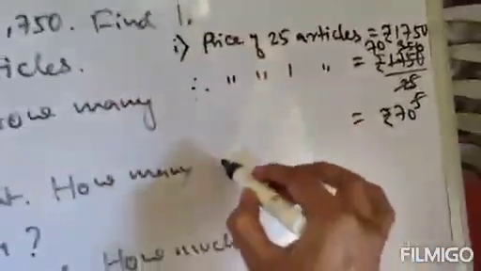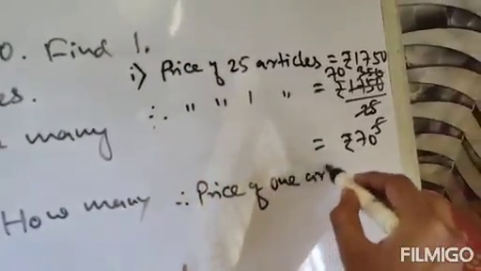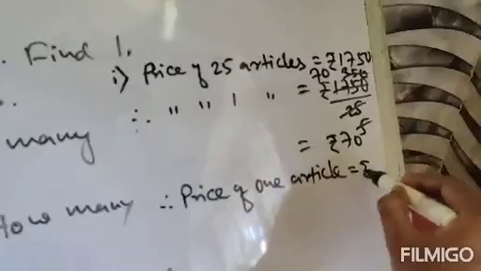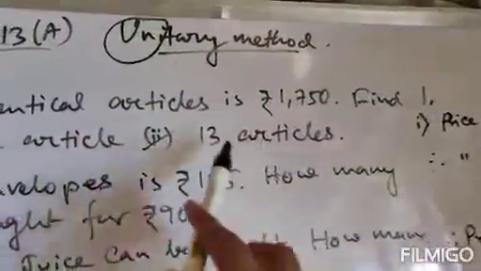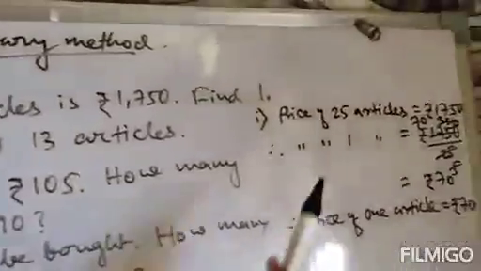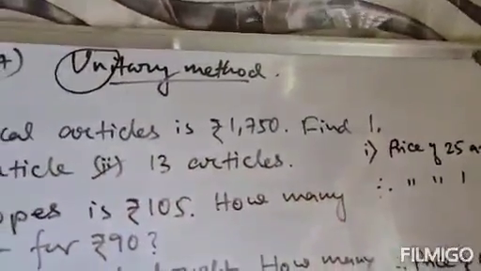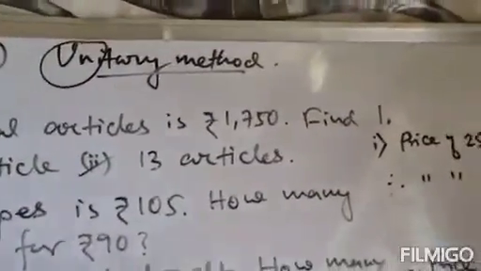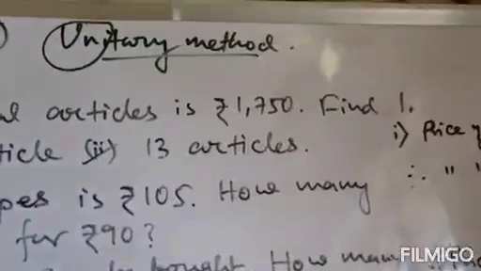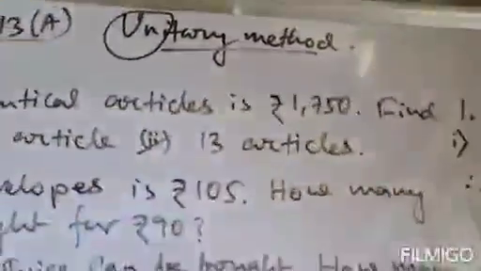Clear? Next, this is part 1. Therefore just write, therefore answer is price of one article equal to rupees 70. Next we have to find out cost of 13 articles. So to find out cost of 13 articles, we will first find the price of one article, then we will find the price of 13 articles, because this is the unitary method. You have to first calculate the value of a single unit, then you will calculate the value of the required quantity. Clear?